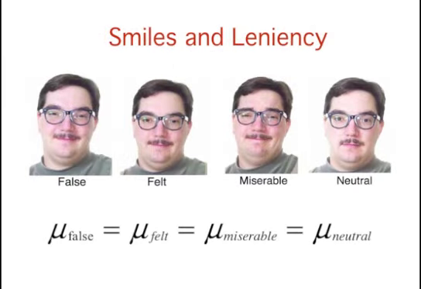We will use the smiles and leniency case study as our main example of how to conduct a one-factor between subjects ANOVA. In this study, there were 4 conditions with 34 subjects in each condition. There was 1 score per subject. In the smiles and leniency study, the null hypothesis is H0: mu false equals mu felt equals mu miserable equals mu neutral.